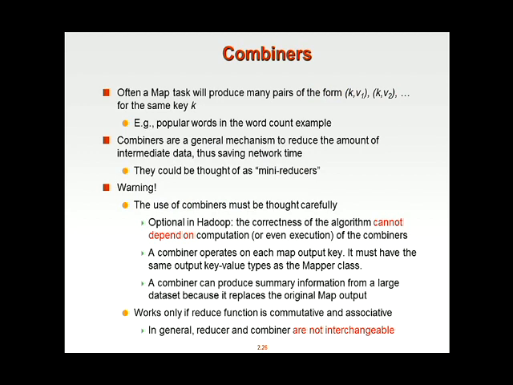So commutative means that given a function f, f(a, b) is equal to f(b, a), so it's called commutative. And associative is that given a function f, and three variables a, b, and c, we can apply the function f to the three variables in any order. For example, f(a, f(b, c)) is equal to f(f(a, b), c).